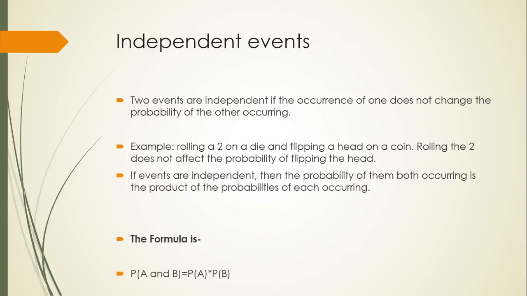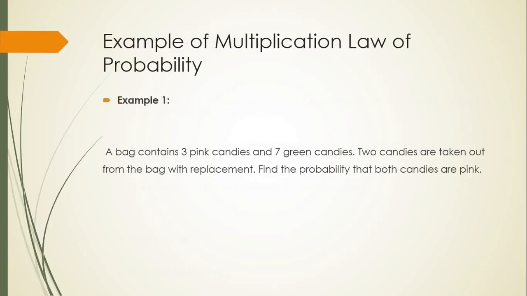If events are independent, then the probability of them both occurring is the product of the probability of each occurring, which we saw in the rules of probability. The formula is the probability of A and B is equal to the probability of A into the probability of B. Now examples of the multiplication law of probability.